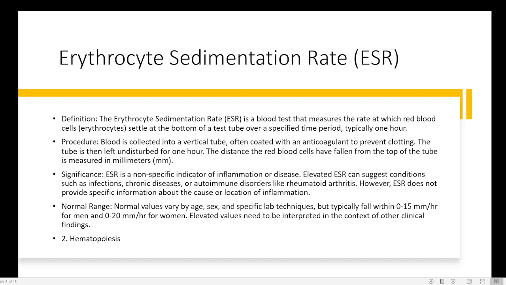Normal values of ESR can vary with the age of the person, the sex of the person, and also the type of test that we will be applying. Typically, it will fall between 0 to 15 mm per hour for men and 0 to 20 mm for women. So that is the normal value for men and women, and because men have a higher amount of RBC in their blood, the settling rate will be slower in men, whereas it is faster in women. So that is the slight difference in ESR between male and female.